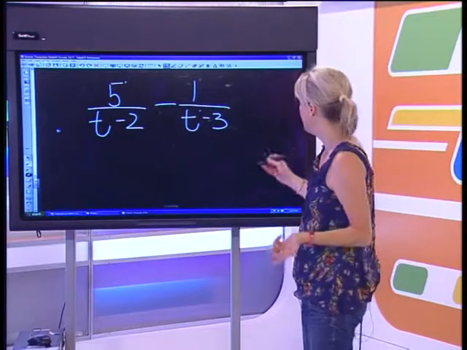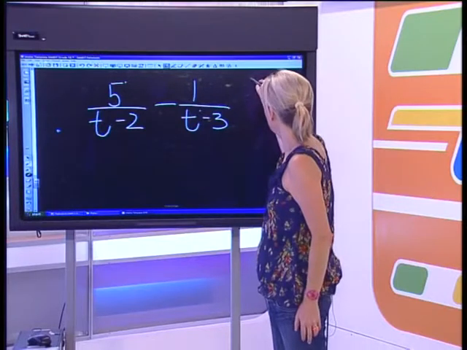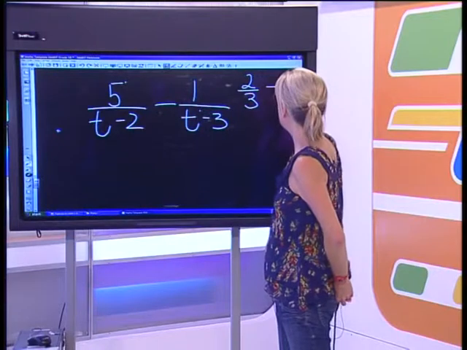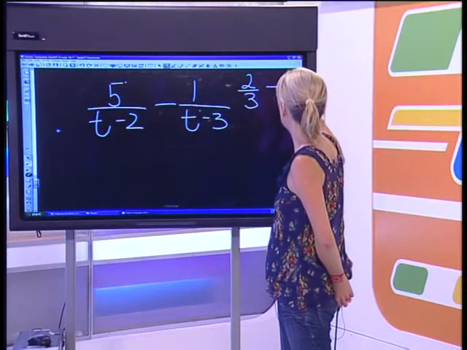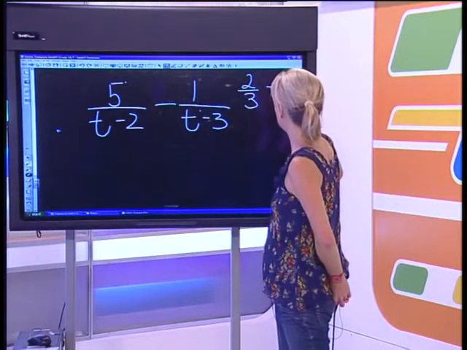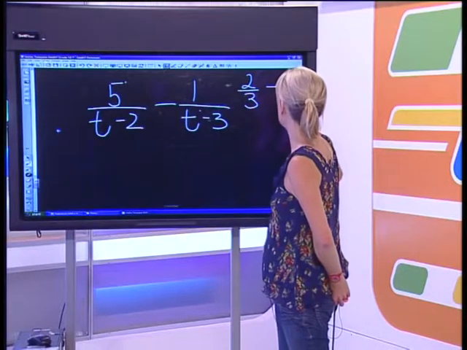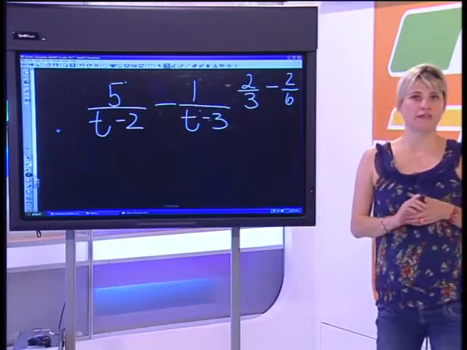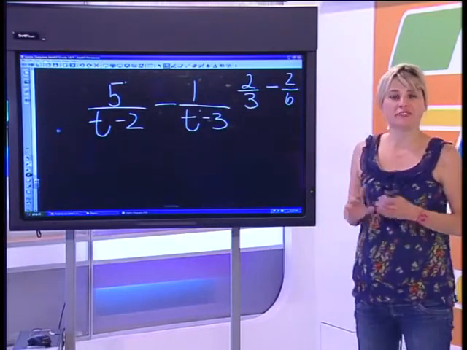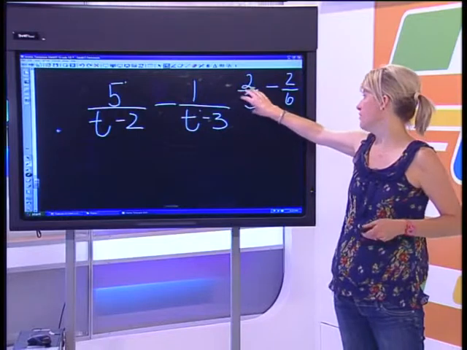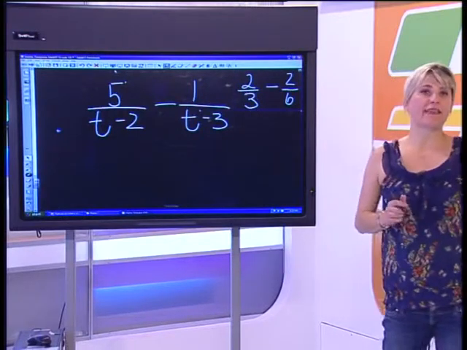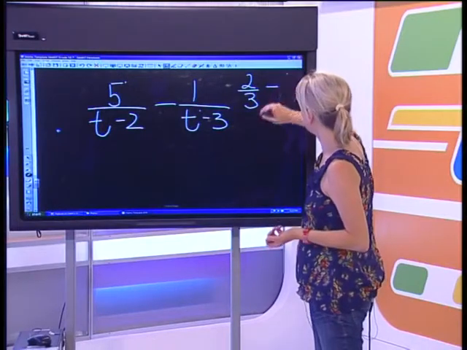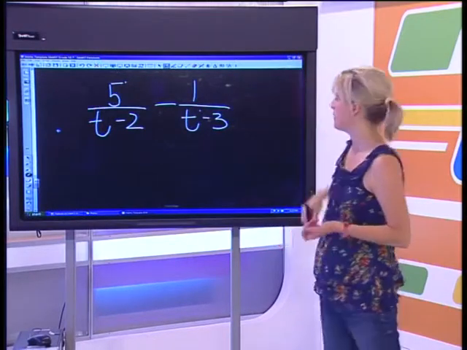Now just to recap a little bit to your earlier years, if I had 2 over 3 minus, let's say, 2 over 6, and I was asked to get an LCD, or a lowest common denominator, that means I had to find a number into which both 3 and 6 go into, and that number, of course, in this case, would have been 6, because 6 goes into 6 and 3 goes into 6 as well.